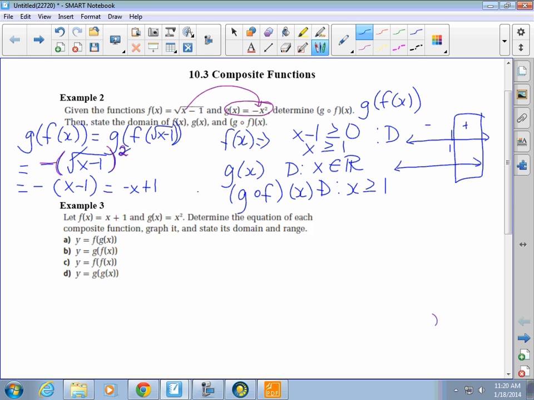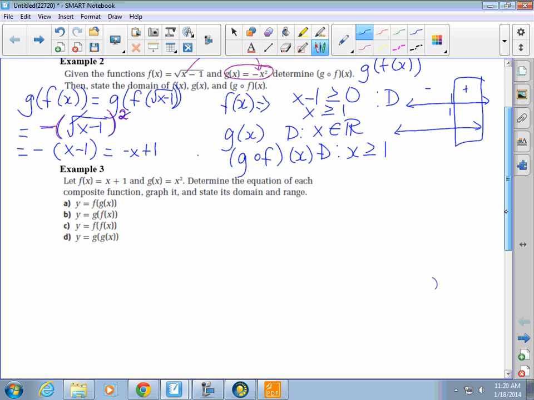Okay, so next example says, let f(x) equal x plus 1, and g(x) equal x squared. Now they want us to determine the equations of each of these composite functions, graph it, and sketch the domain. So first, what would the new equations look like?